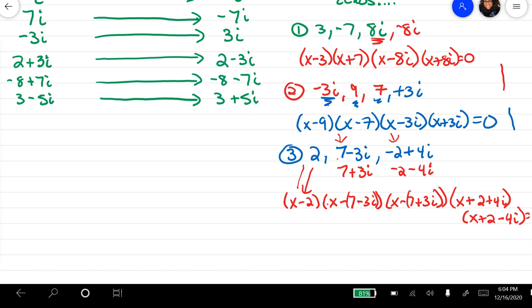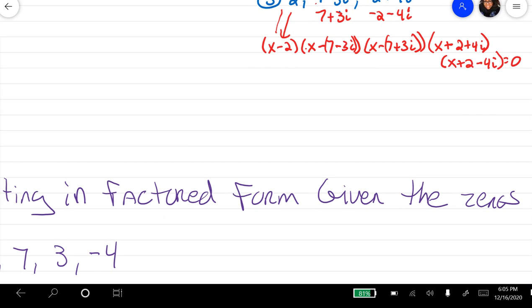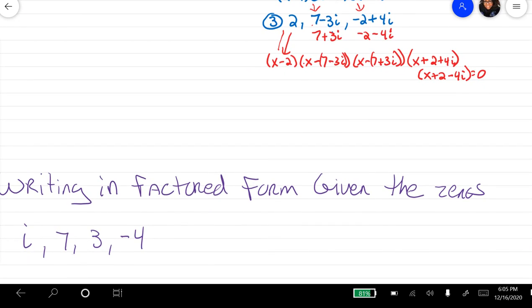All right, and the next ones, I'll do one more and then I'll go to the couple at the bottom. For number 4 here, let me give you 3 minus 5i, and I'll give you 2i.